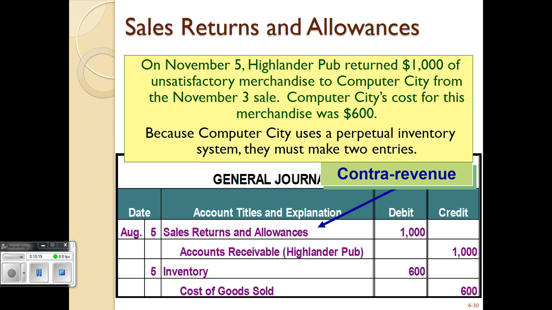And notice what it does. It debits inventory, which pushes inventory up. It credits cost of goods sold, which is an income statement item. Cost of goods sold typically has a debit balance. This is crediting it. What does that do? It pushes cost of goods sold down.